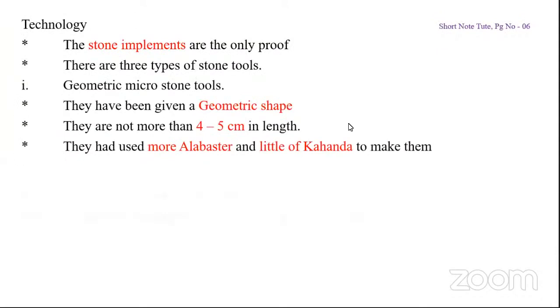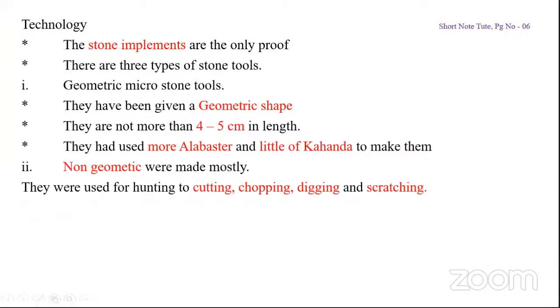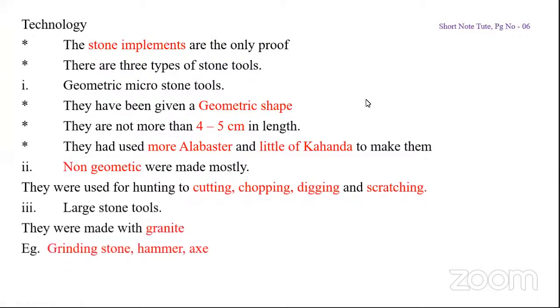So non-geometric tools are the second type, and the third type is large stone tools. They were made with granite, because they were large stone tools, like grinding stones and even hammers and axes. That is the three types. Sometimes in questions they ask, what are the three types of stone tools that they have made? The three types are geometric micro, non-geometric micro, and large stone tools.